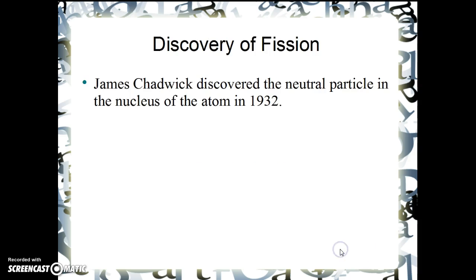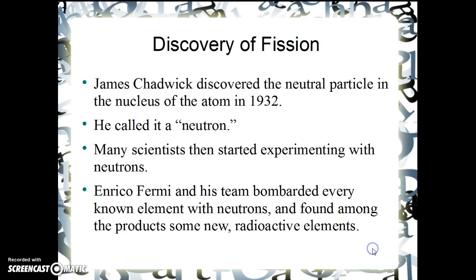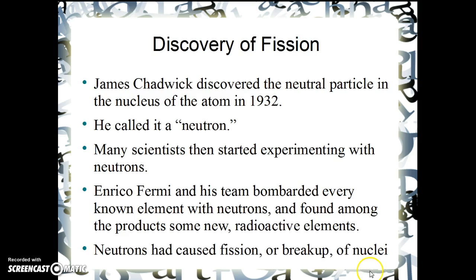The discovery of fission. We all remember that James Chadwick discovered the neutral particle in the nucleus of the atom in 1932. He called it a neutron because it had no charge. Many scientists then started experimenting with neutrons. Enrico Fermi and his team bombarded every known element with neutrons, and among the products they found some new radioactive elements. Neutrons had caused the fission or breakup of large nuclei.